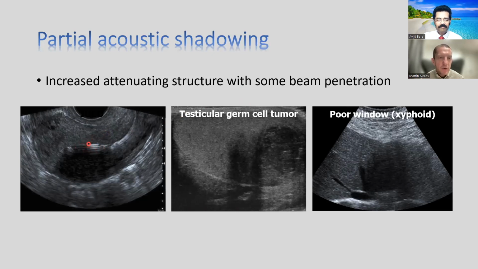It's a nice view of an intrauterine contraceptive device. You can still see beyond the device, but you can see the image is darker there. You can have attenuating tumors, such as this germ cell tumor of a testicle, or the attenuation may not be related to pathology. It may be related to acoustic window. So, for example, in transverse of the liver, if part of the transducer is resting too much on the sternum, then you can have a partial shadowing artifact from that. Bowel is another common structure causing partial shadowing.